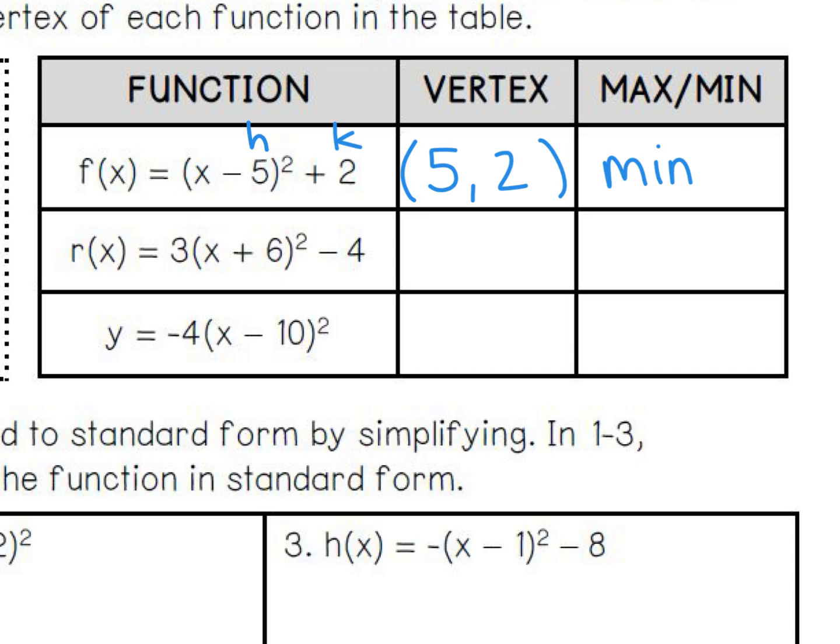What about R of x? What's the vertex going to be there?